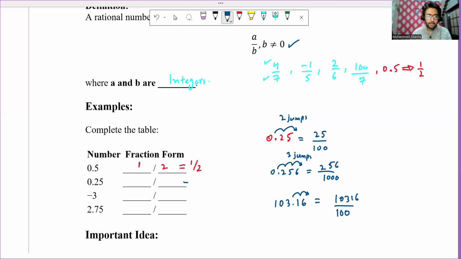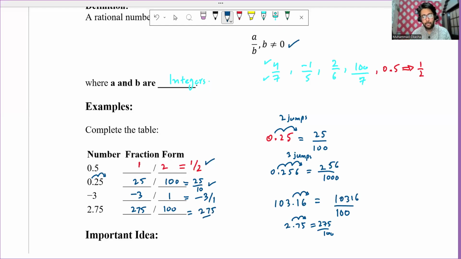So 0.25, I can write it as well. If I make 2 jumps forward, that's going to be 25 over 100. Definitely a rational number. This is also a rational number. -3, I don't have to write it as a fraction, but if you force me to write it as a fraction, I can write it as -3 divided by 1. Okay. You can place a 1 at the bottom. 2.75, you can already tell, make 2 jumps, that's going to be 275 over 100, and of course it is a rational number.